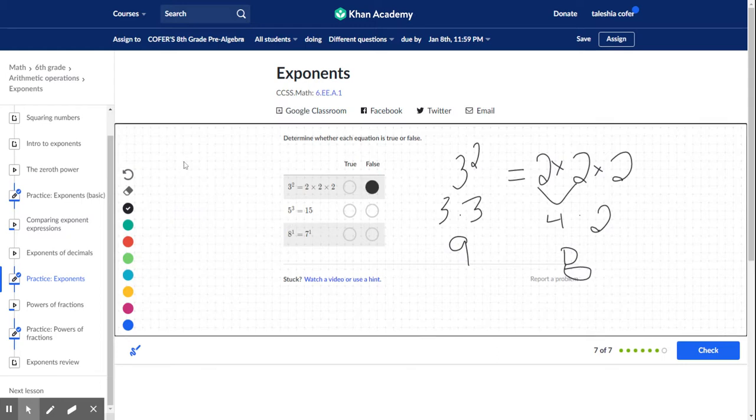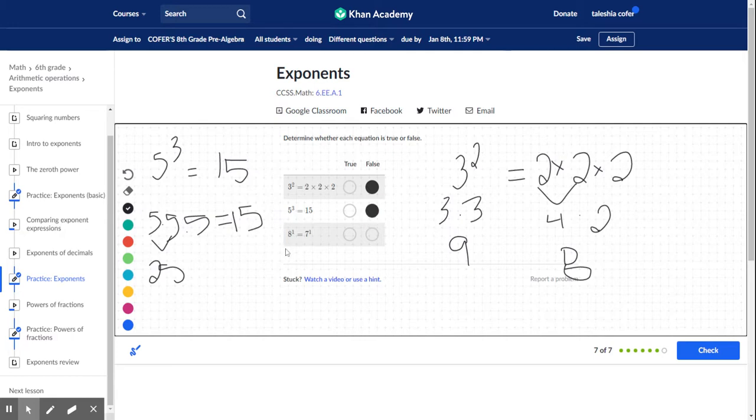Here they give me 5 to the 3rd power, and they want to know if that is equal to 15. 5 to the 3rd power, that's saying 5 times 5 times 5. And I want to know if it's equal to 15. I already know that 5 times 5 is 25. So regardless, there's no way it can be 15 if I multiply by 5 again. So I know this one has to be false.